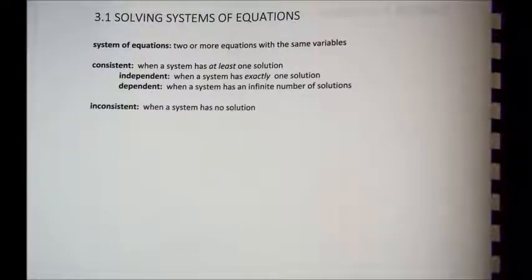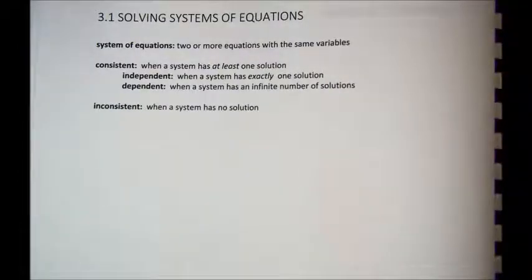A dependent system would be when a system has an infinite number of solutions. This would happen when you graph 2 lines that look like 2 different equations, but once they are graphed, they are right on top of each other, creating an infinite number of intersections. This is called a dependent consistent system. An inconsistent system would be a system that has absolutely no solution. This happens when we have, for example, parallel lines. They never cross and therefore have no intersections or no solutions.